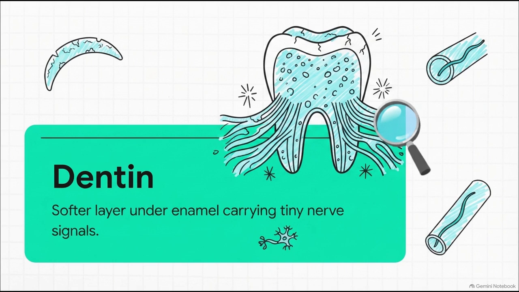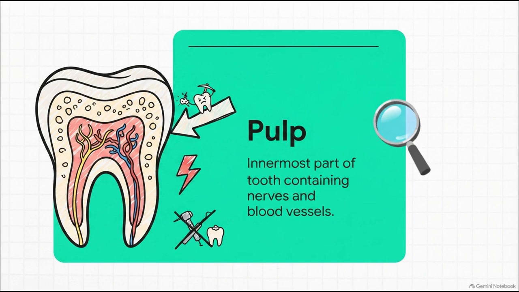When a patient comes in complaining of a sensitive tooth, it's very often because that protective enamel has worn away, exposing this highly sensitive dentin layer underneath. Journeying even deeper, we finally arrive at the core, the pulp cavity. This is the innermost part of the tooth.